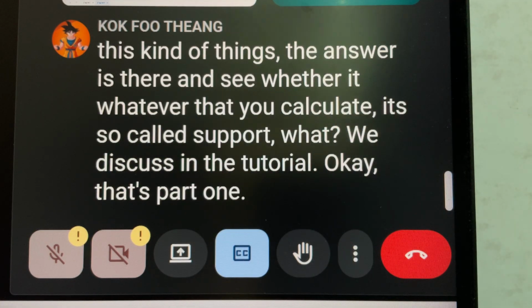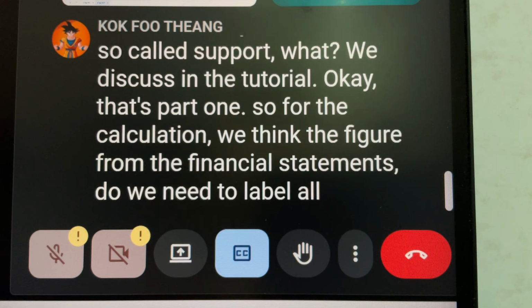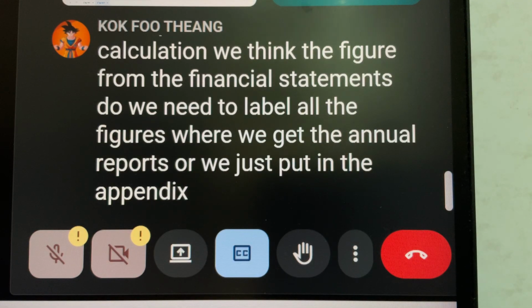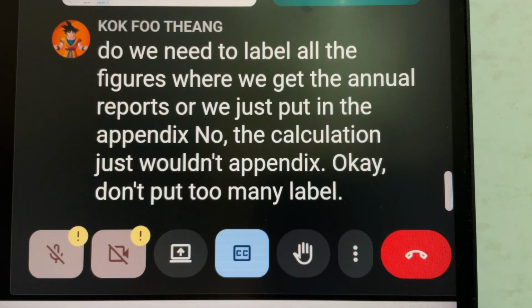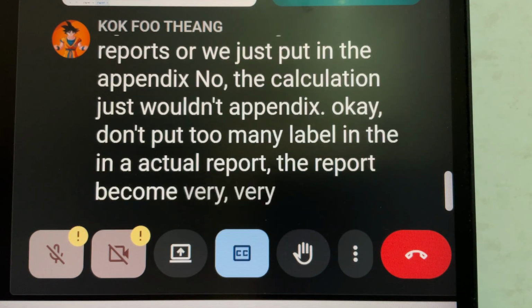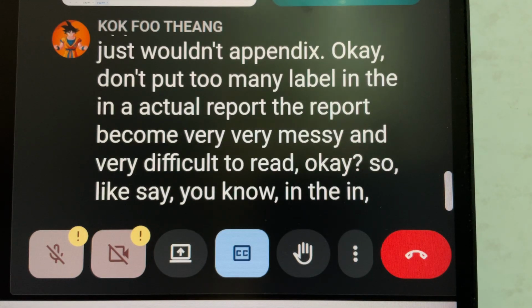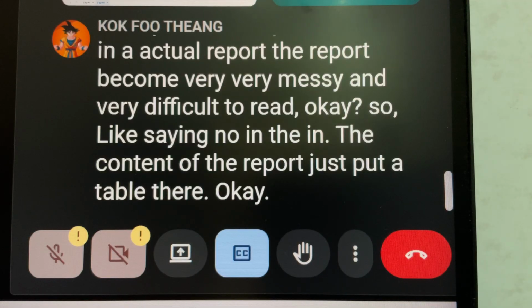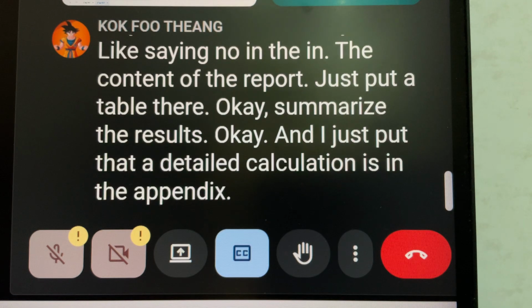For the calculation, we take the figures from the financial statements. Do we need to label all the figures from the annual reports, or do we just put them in the appendix? No, the calculation is just put in the appendix. Don't put too many labels in the actual report. The report becomes very messy and very difficult to read. Like I said, in the content of the report, just put a table there, summarize the results, and then just note that the detailed calculation is in the appendix.